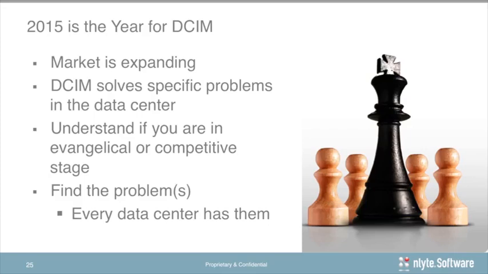So really, 2015 is the year for DCIM, right? I think companies are starting to say, hey, we've made these large investments in data centers. We want to make sure we have our arms around it, and this market is expanding because people realize they're managing literally $10, $100 million assets with spreadsheets, and they're just starting to recognize the issues of that, right? So DCIM solves the problem of complexity, of automating your processes around managing data center infrastructure, right?